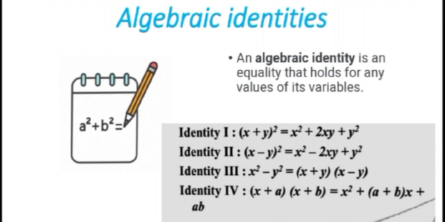So the first identity is (x + y)² = x² + 2xy + y². Second one, (x − y)² = x² − 2xy + y². Third one, x² − y² = (x + y)(x − y). And the fourth one, (x + a)(x + b) = x² + (a + b)x + ab.